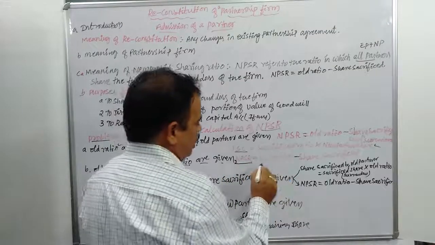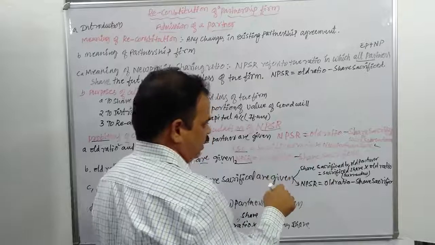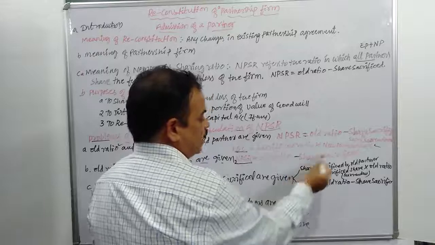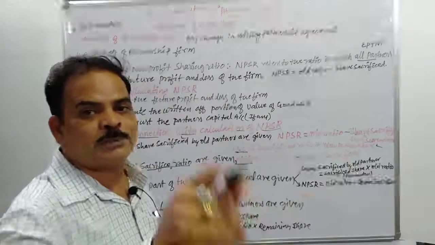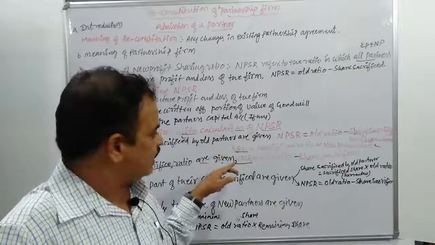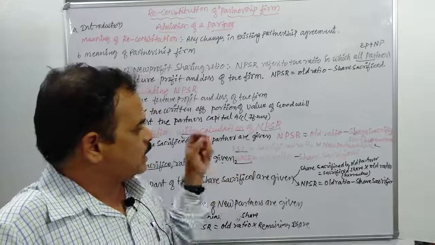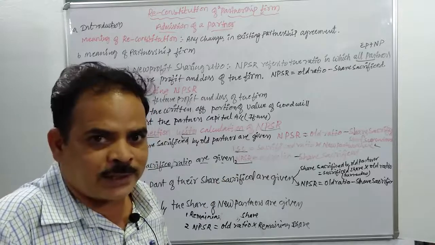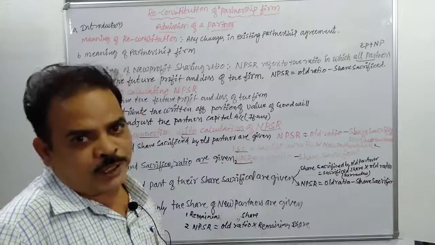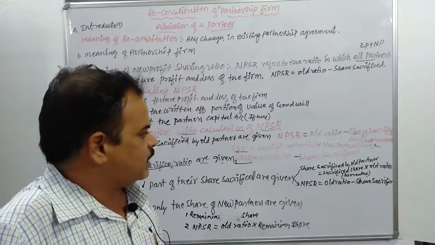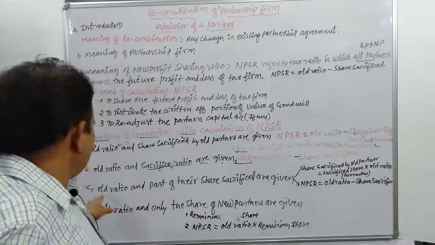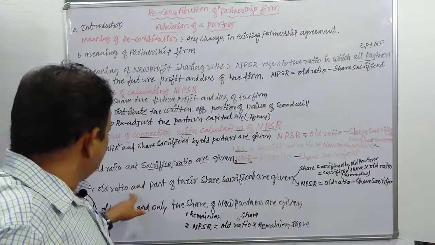New profit sharing ratio is equal to old ratio, which is given in the problem, minus the share sacrificed that you have found out. The two steps are as follows. First we calculate share sacrificed with the help of the sacrificing ratio into new partner's share, and then we calculate the new profit sharing ratio, which is equal to old ratio minus share sacrificed.